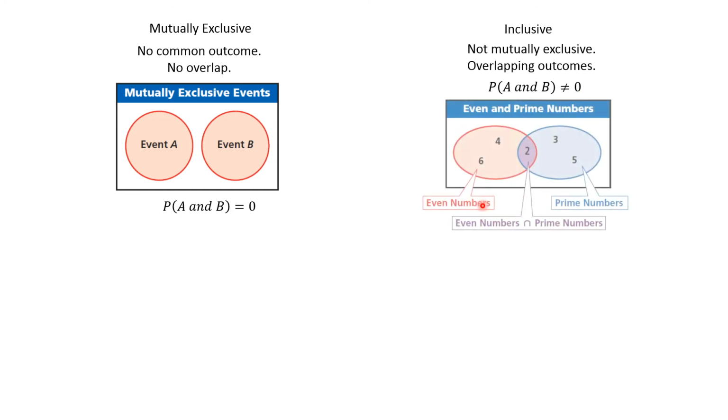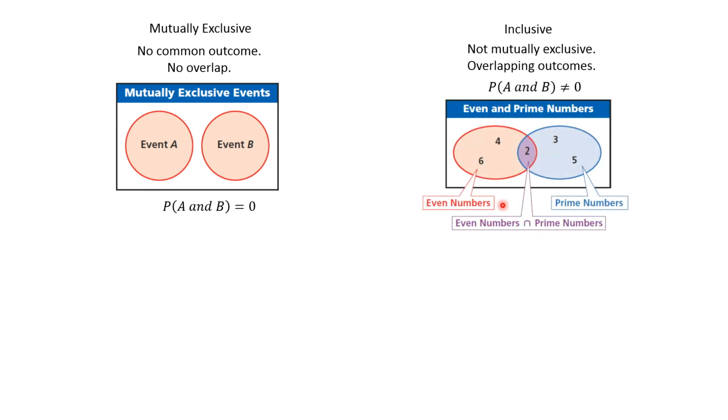Inclusive events, those are not mutually exclusive. Isn't that a great definition? In other words, there is overlap in the outcomes. The probability of both of them happening at the same time does not equal 0.